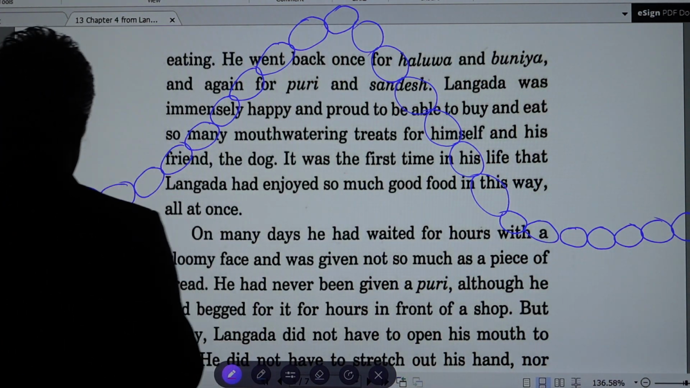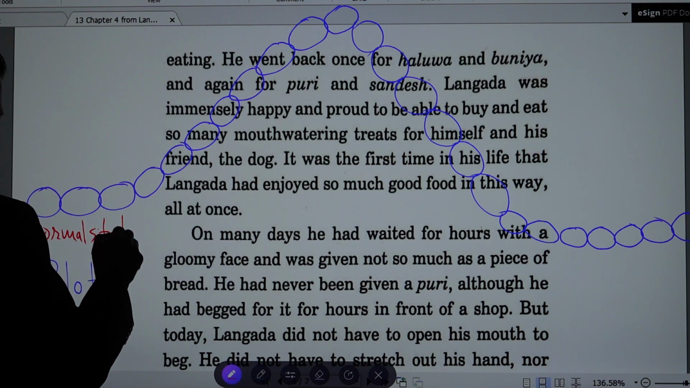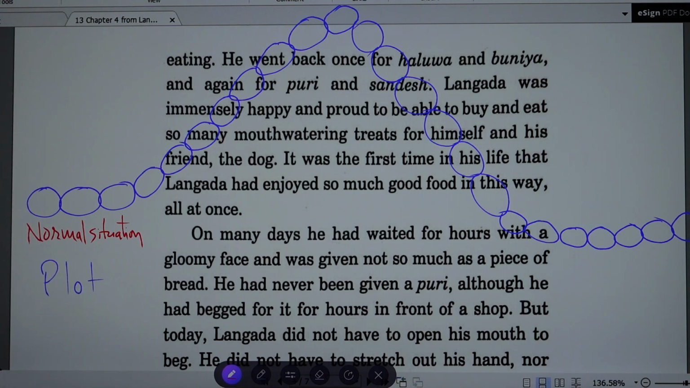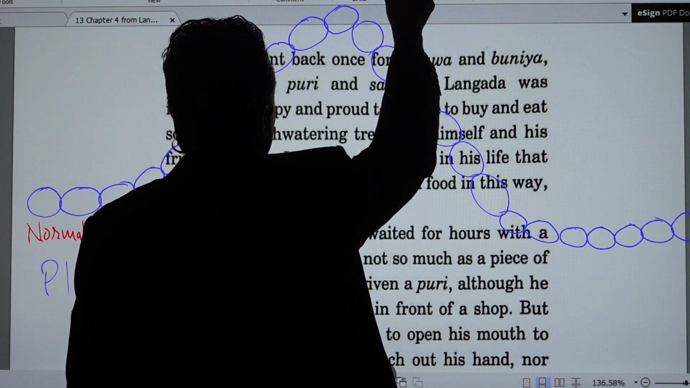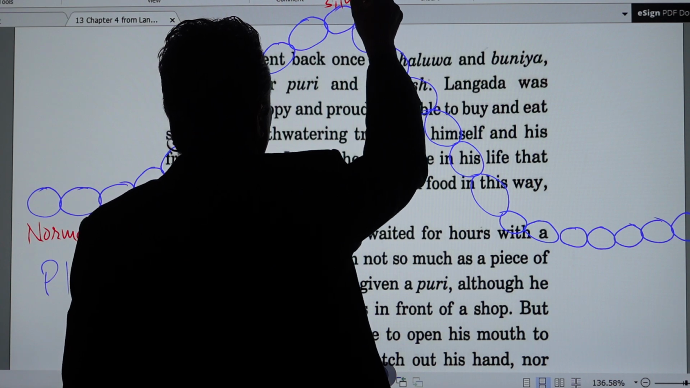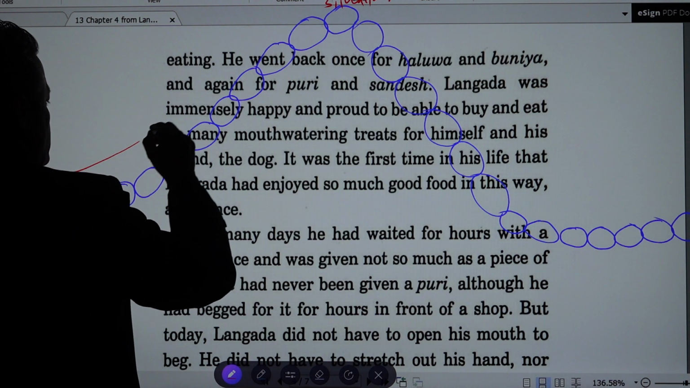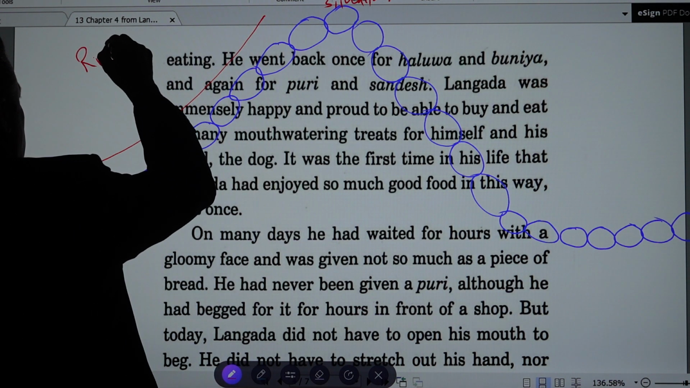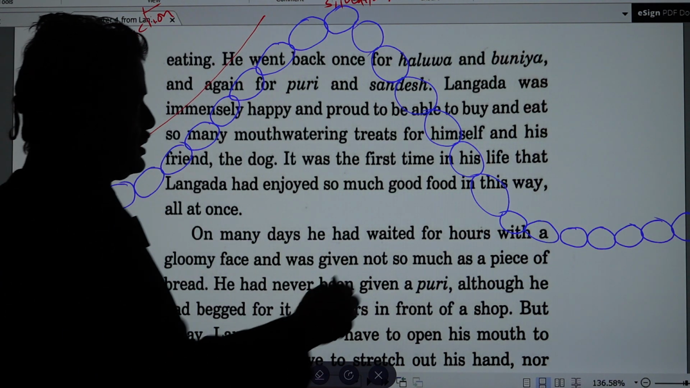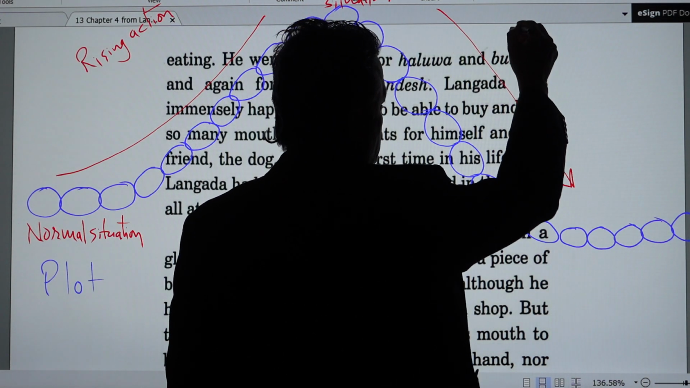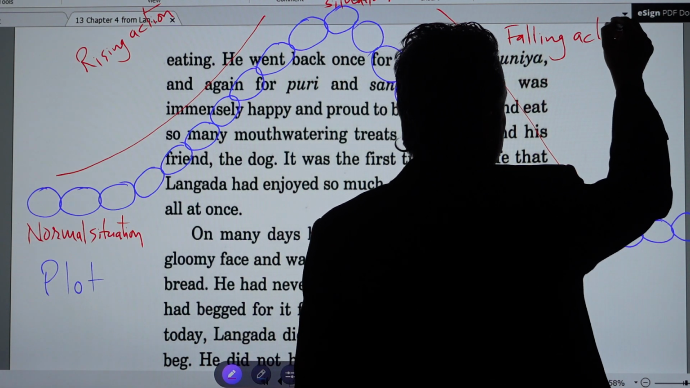So this is normal situation. This is most critical situation. From here to here, this is rising action, and from here to here, this is falling action.